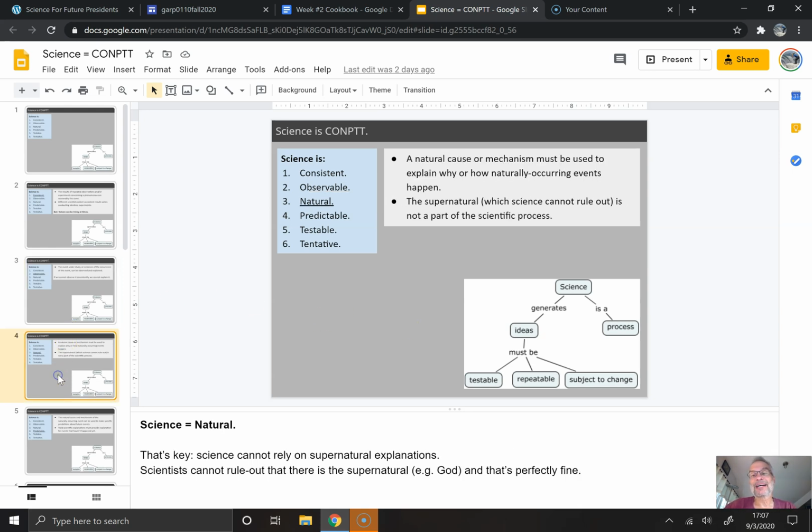Here's a big one. Science is natural, right? So that is really relevant, that there's a natural causal mechanism to explain why naturally occurring things happen. Now, that doesn't mean there is no such thing as a supernatural force or supernatural entity or supernatural something, right? Science cannot rule that out, but you cannot invoke the supernatural as explanations in the scientific process.